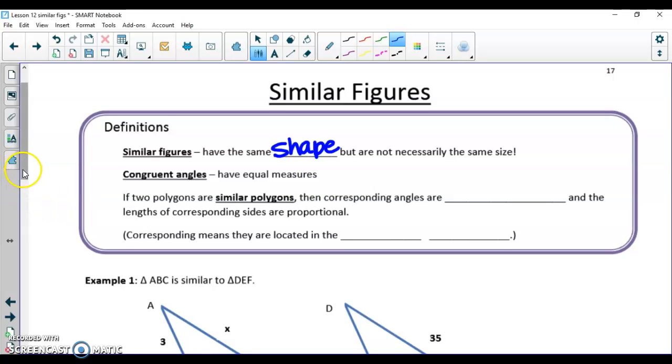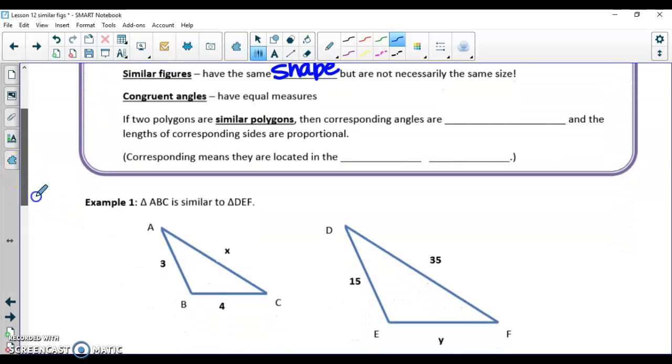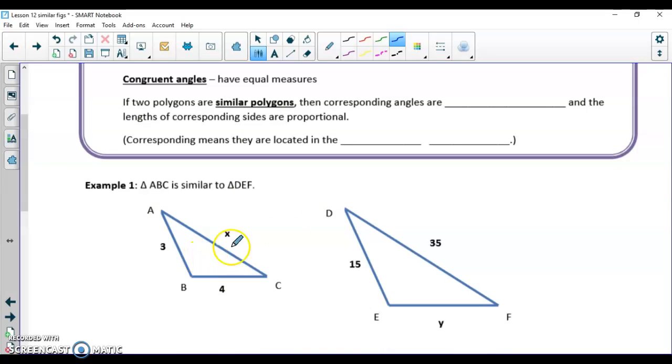When we have similar figures, I call them a mama and a baby shape. And what happens is their angles, for example angle B down here and angle E over here, are actually going to be congruent. They're going to be equal to each other. So the corresponding angles are congruent, which also means equal. And the lengths of the sides are actually going to be proportional.